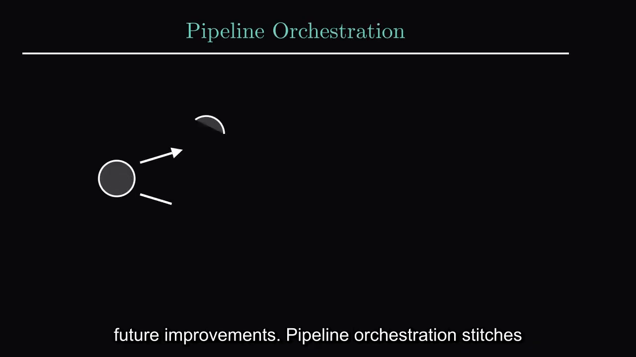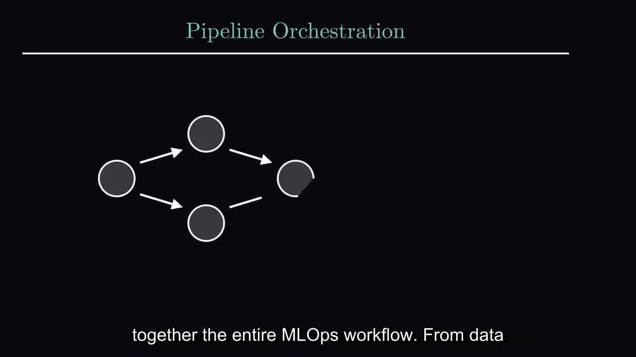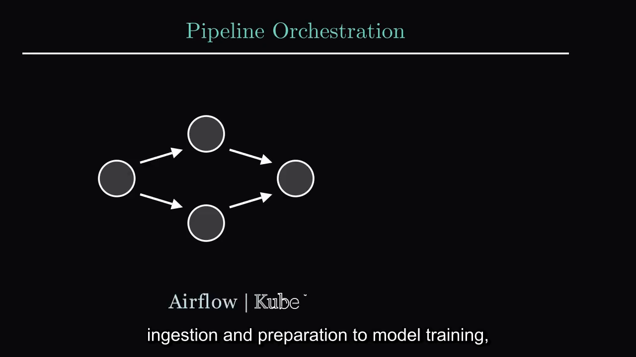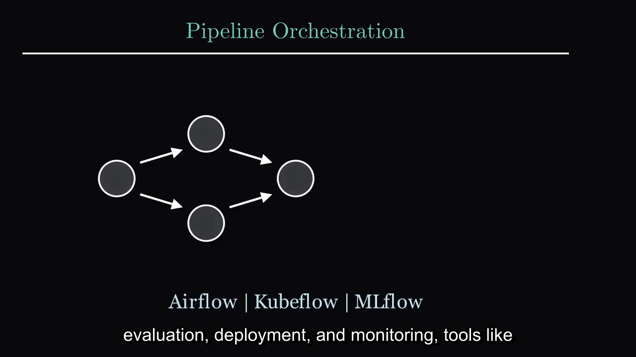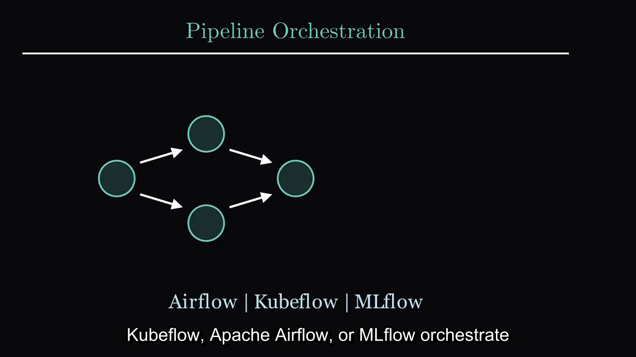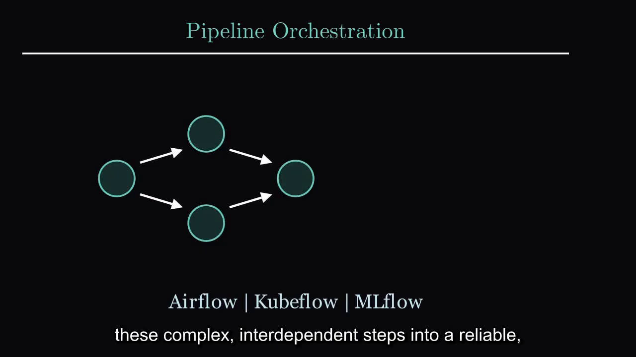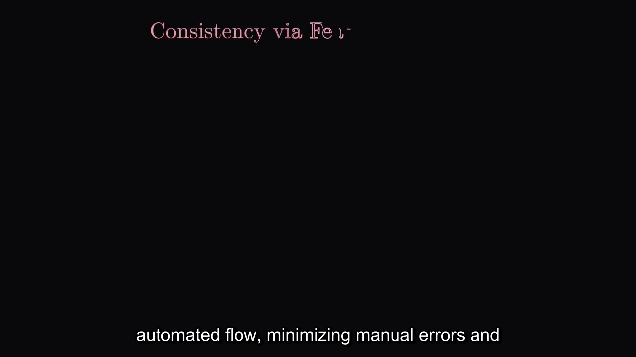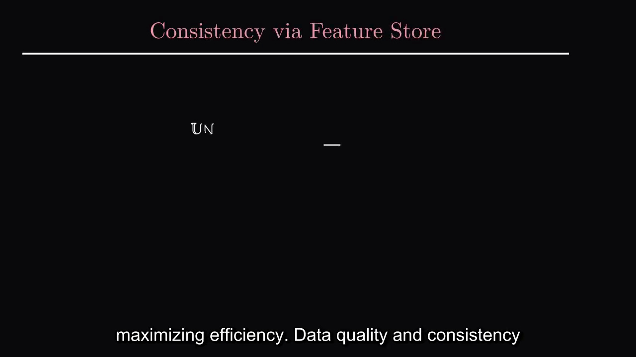Pipeline orchestration stitches together the entire MLOps workflow. From data ingestion and preparation to model training, evaluation, deployment, and monitoring, tools like Kubeflow, Apache Airflow, or MLflow orchestrate these complex, interdependent steps into a reliable, automated flow, minimizing manual errors and maximizing efficiency.